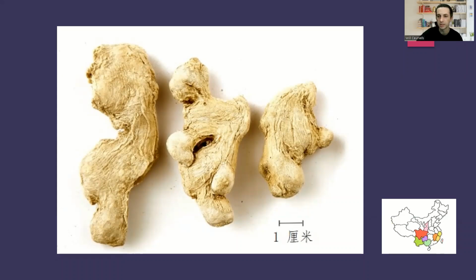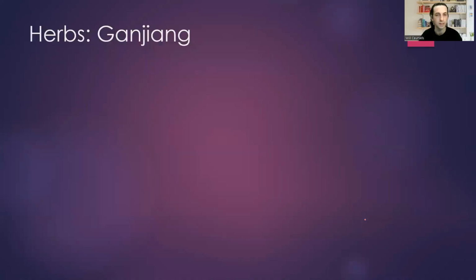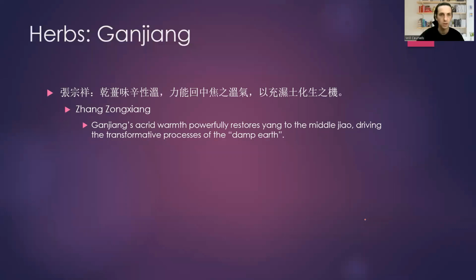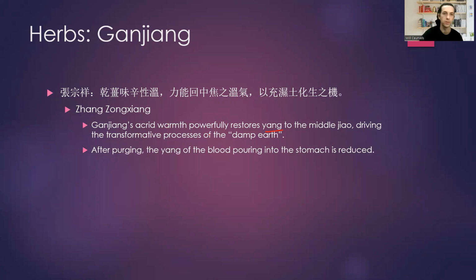And these are the areas that we see it primarily being produced in. We have Yunnan, Sichuan, what is this? Guangxi, right? This is Zhejiang, I think, Hunan, and Fujian. Not perfect on my Chinese geography here. So, Zhang Zongxiang, the Qing Dynasty Materia Medica commentator, says Ganjiang's acrid warmth powerfully restores yang to the middle jiao, driving the transportive processes of the damp earth.